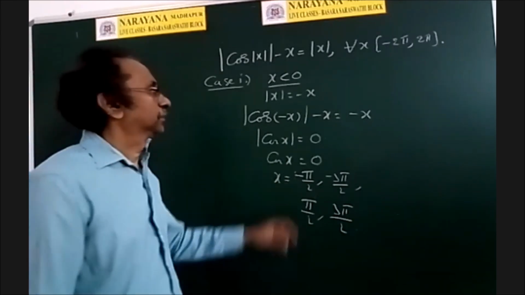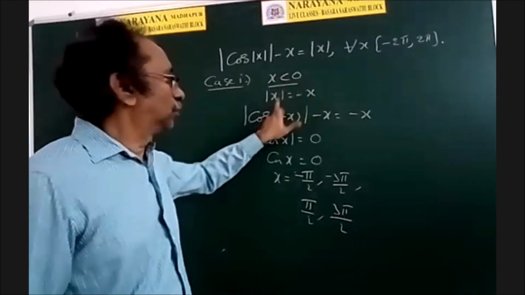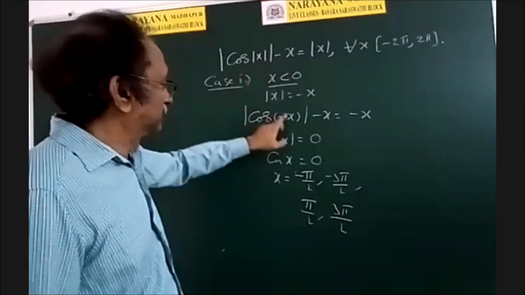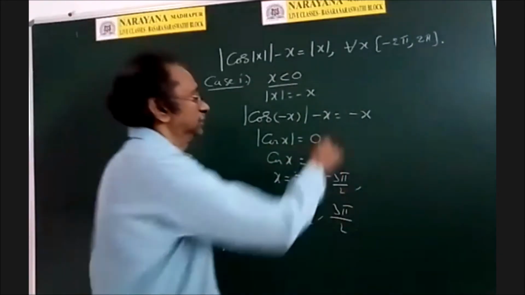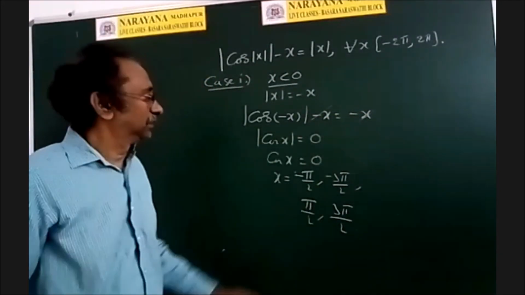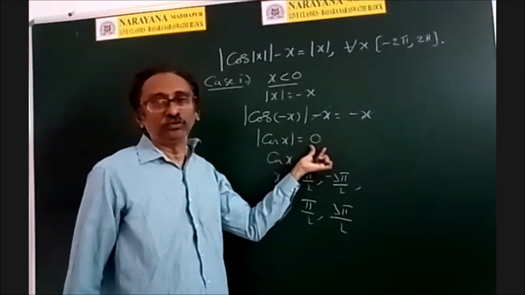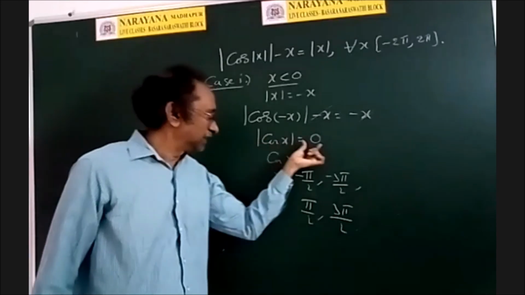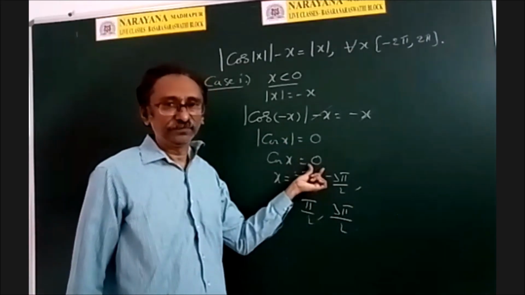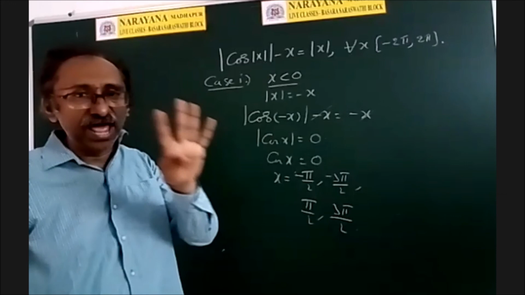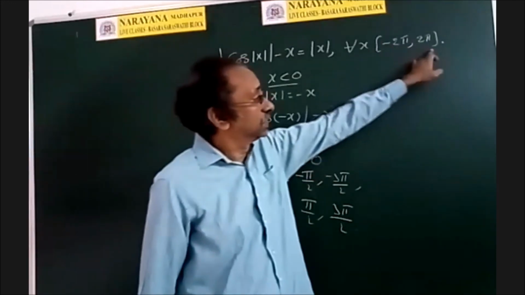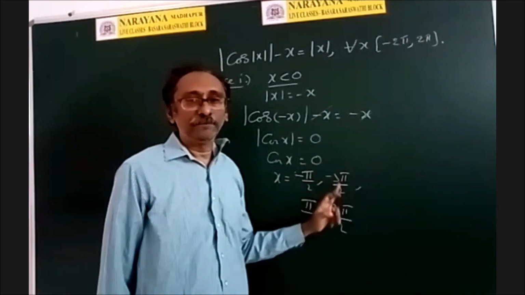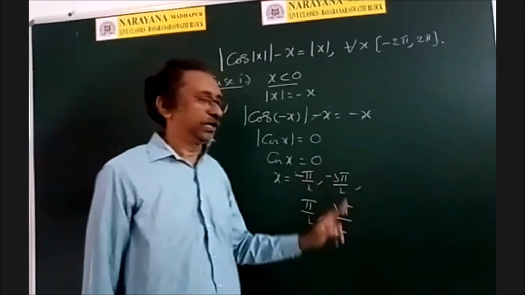Right, see this one. Suppose x less than 0, then mod x is minus x. Now in place of mod x, I can write minus x. Now this minus x cancels, so you'll get mod cos x is equal to 0. So mod cos of minus theta is cos theta only. Mod cos x equal to 0 means cos x is 0. So cos x is equal to 0 has 4 solutions actually between minus 2 pi and 2 pi. What are those? Minus pi by 2, minus 3 pi by 2, pi by 2 and 3 pi by 2.